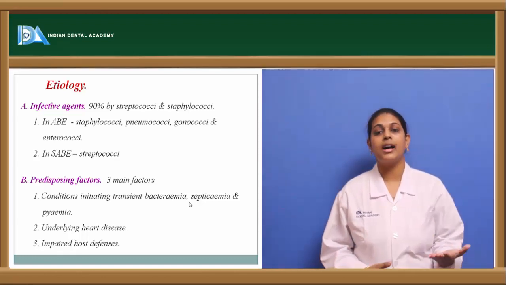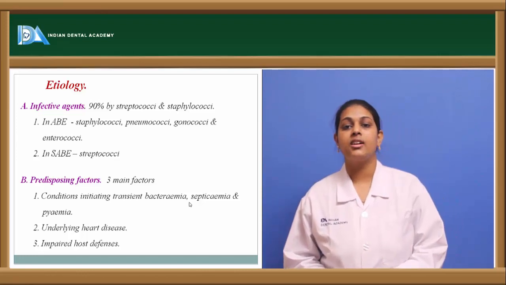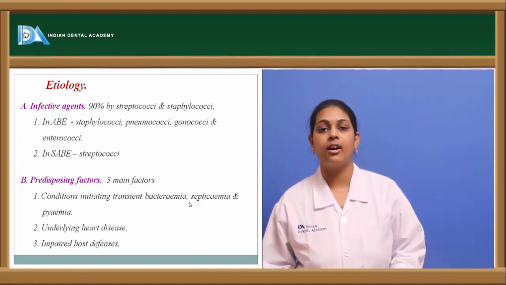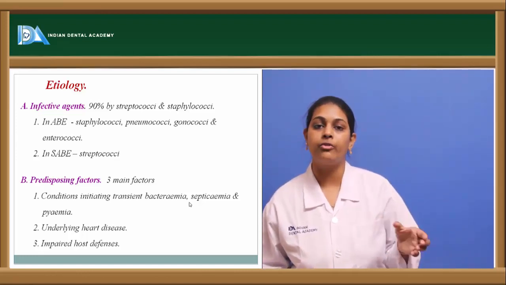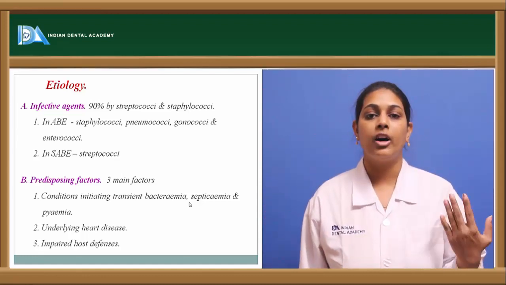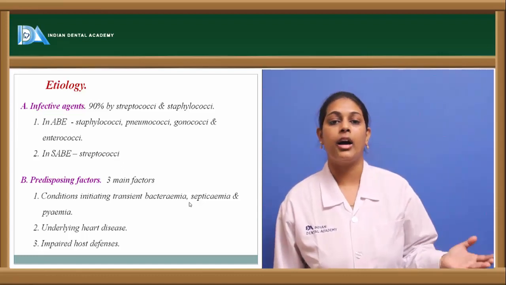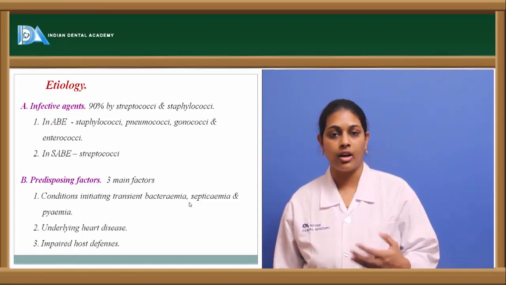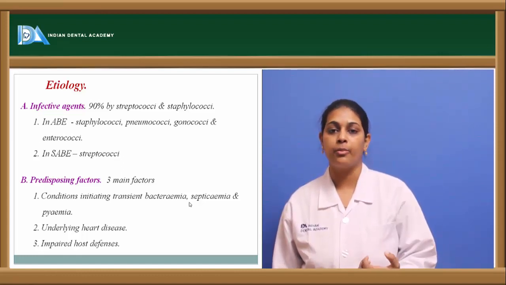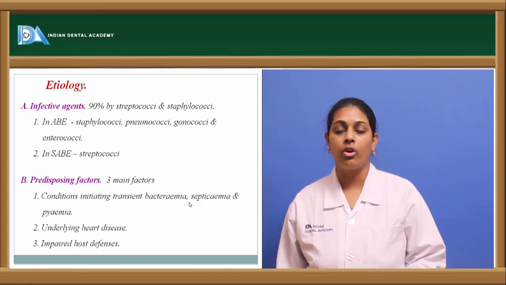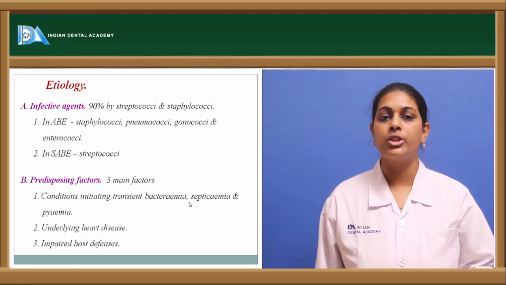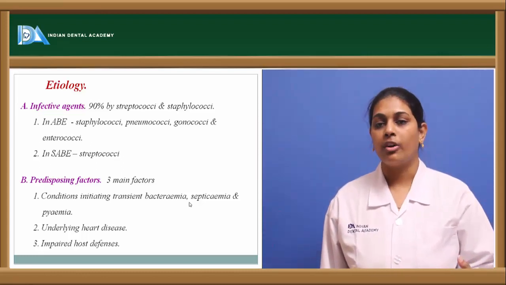Other than the infectious agents, there are certain predisposing conditions which contribute to the microorganisms further multiplying and adapting to the individual's body, and then they grow in size and result in friable vegetations and infection of the myocardium.